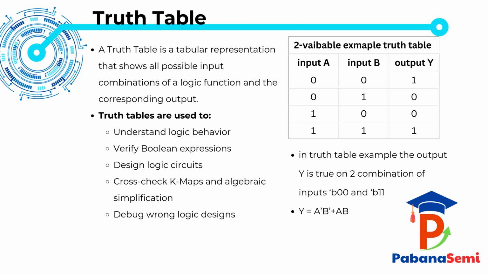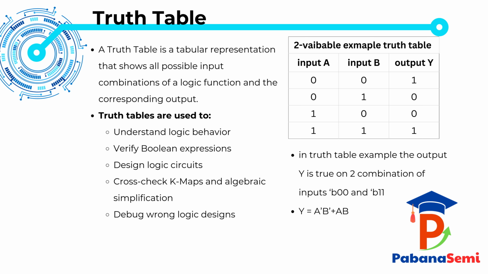Why do we use truth tables? Truth tables are used to understand logic behavior, verify Boolean expressions, design logic circuits, cross-check K-maps and algebraic simplification, and debug wrong logic designs. In short, a truth table guarantees that our logic is functionally correct.